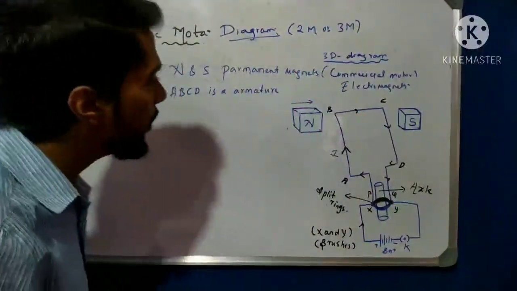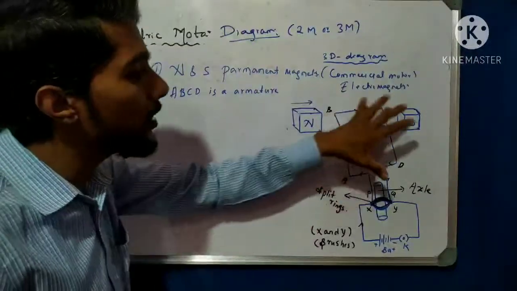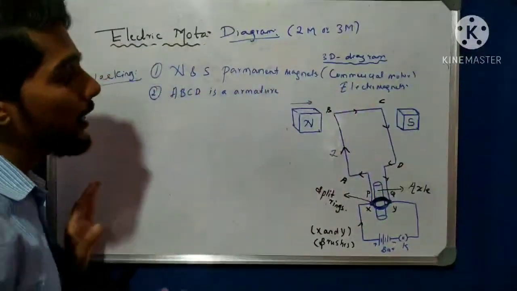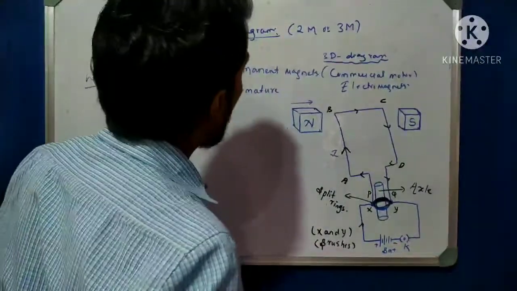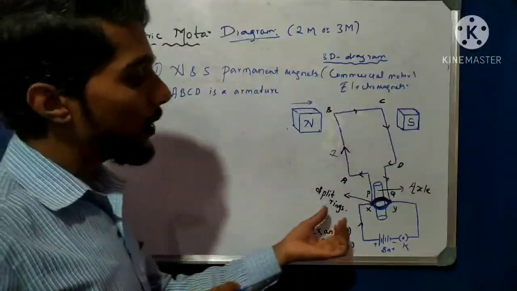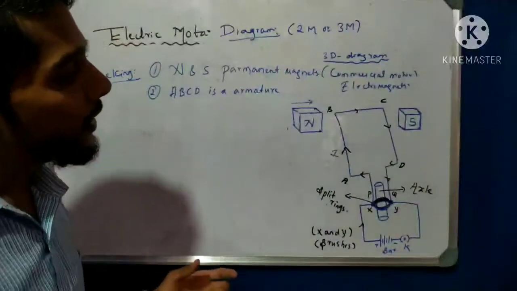Later I will give the definition. But remember that ABCD is called the armature. Right? Now current I flows in the circuit. Another important device is the split ring. We will use it later. Now let us see.